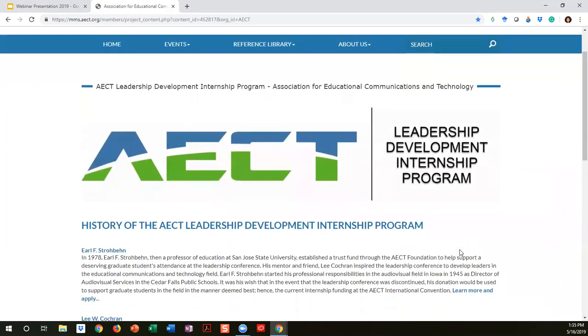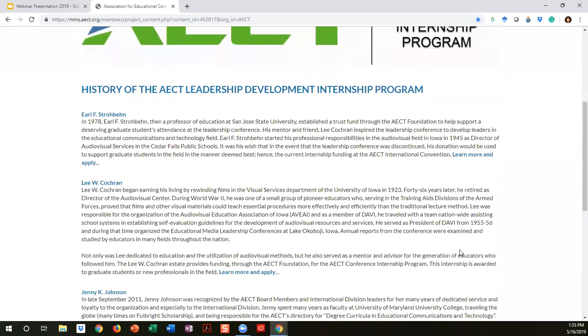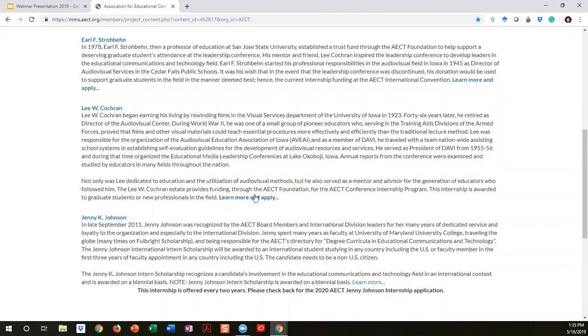All right, so if you go to aect.org/intern program, this is the landing page. Like I said, it lists the different award types, and then there is an option to click Learn More and Apply for each one of them. The Cochrane and the Strobin go to the same landing page. The Jenny K. Johnson won't be awarded this year, but if you wanted to learn more about that award, you could click on Learn More, and it'll give you more information on the subpage for that as well.